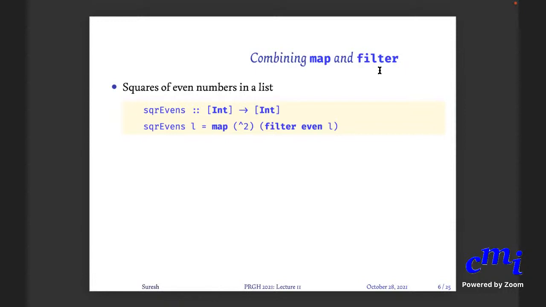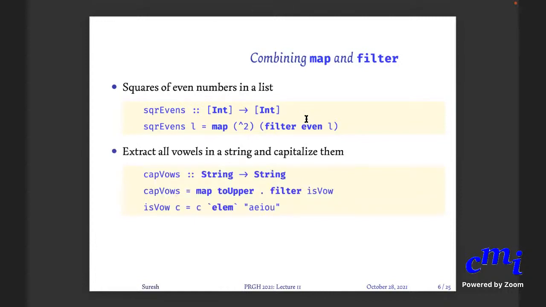For instance, given an original list L, you can filter out all the even elements. I mean, you can retain only the even elements, and then square all of them, and that is your result. Square all the even numbers in a list. That is simply done by composing map with filter: map square function on filter even L.